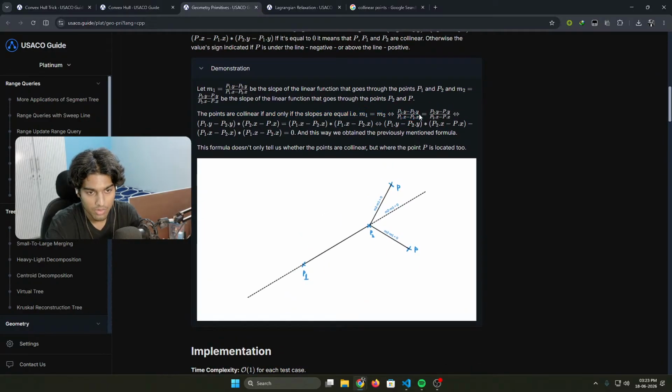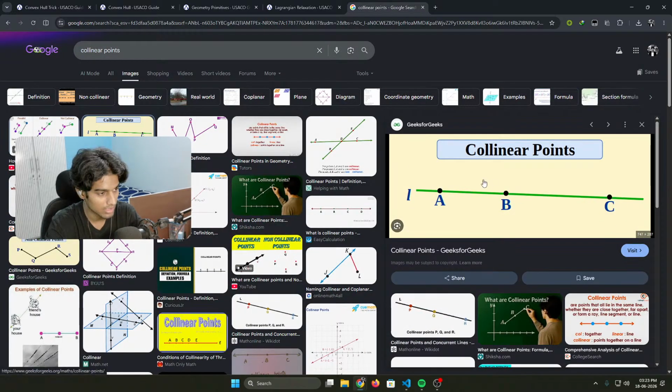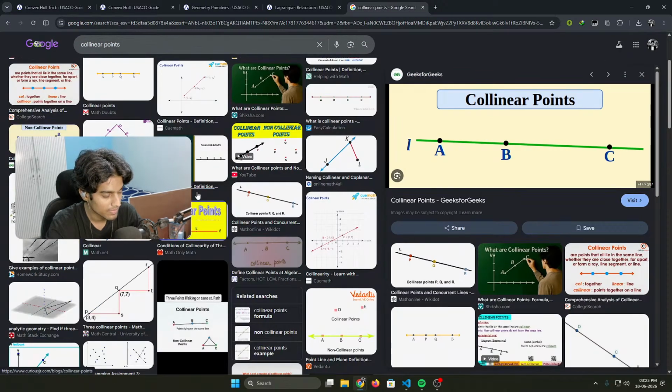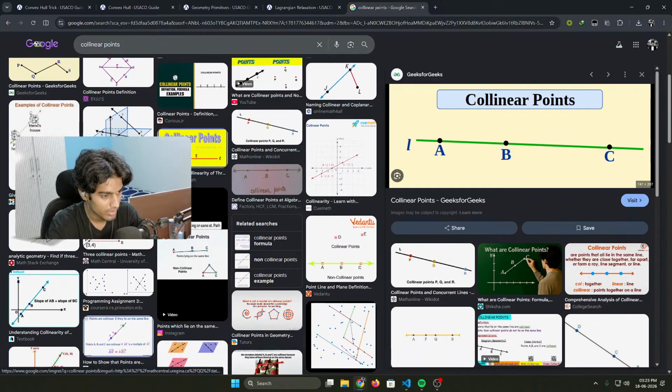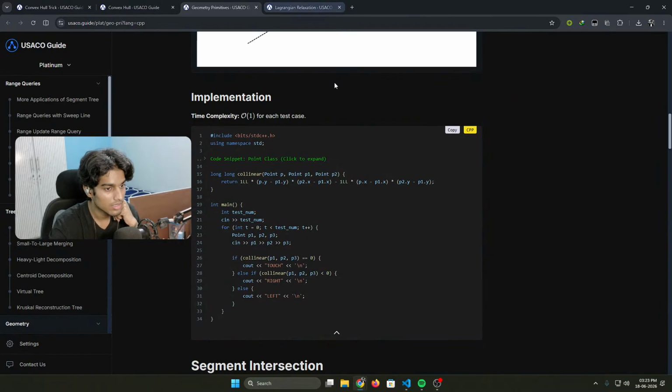Yeah, slope should be equal. So rise over run equals rise over run. Oh, this is how they got this. Okay, makes sense. We can also check the area of a triangle. That's also possible. It should be 0. Slopes must also be equal. If this point is here, then their slope will not be equal. Makes sense.